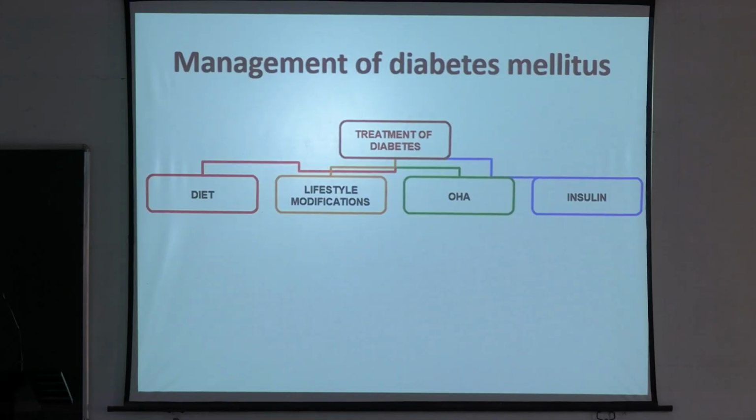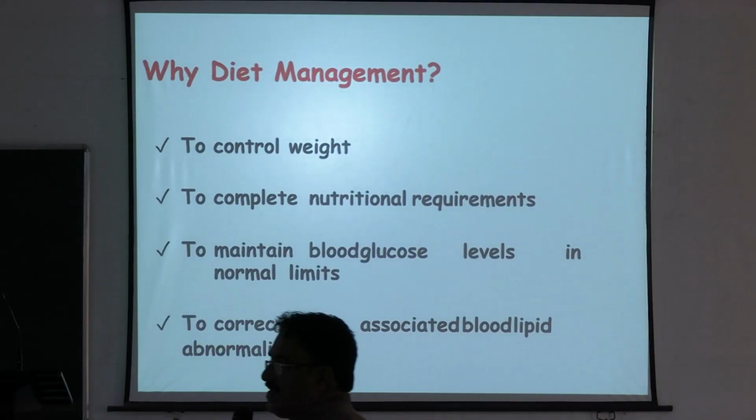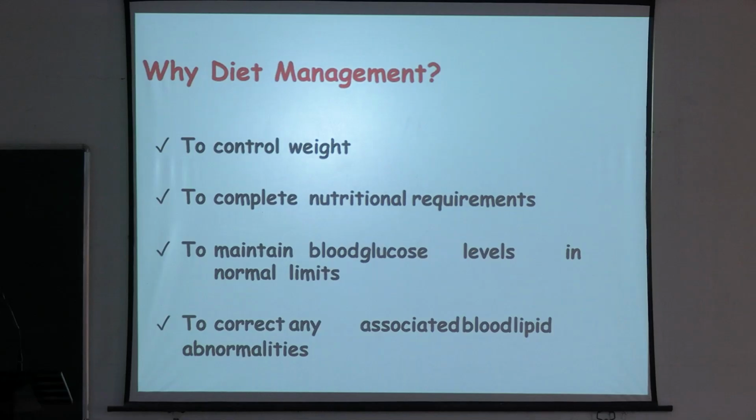So management: the first thing in management is the diet, lifestyle modifications, oral hypoglycemic agents, and insulin. So why is diet management required? To control the weight, obviously, to have the complete nutritional requirements. Nowadays, we have a lot of people doing intermittent fasting, Atkins diet, keto diet, and all this stuff. But this is just basic diet management to control weight, to complete nutritional requirements, to maintain blood glucose level in normal limits, to correct any associated blood lipid abnormalities.